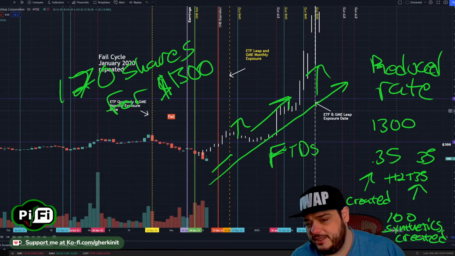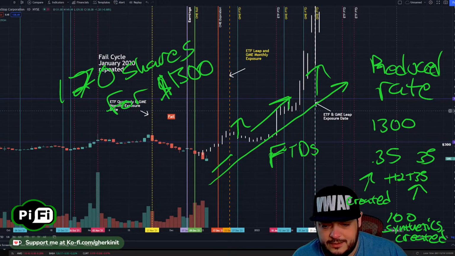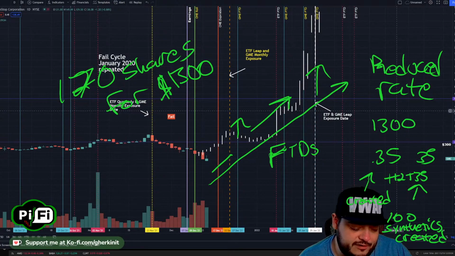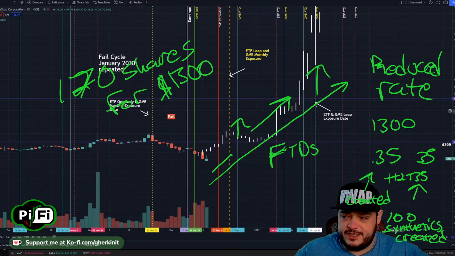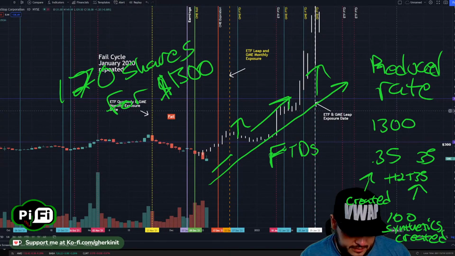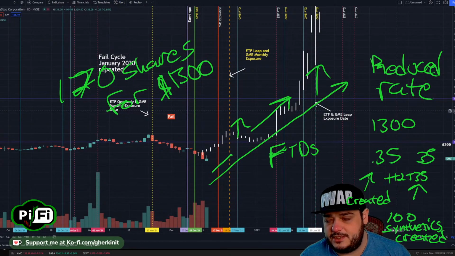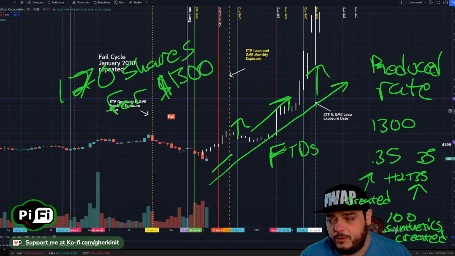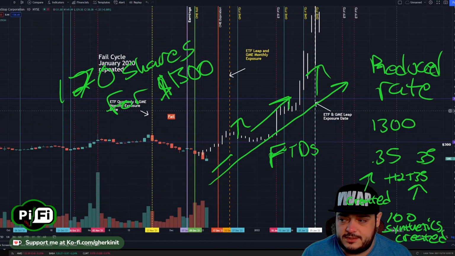Well, I don't care about that. I don't care if people agree with me. This is true. The data supports this. The FTD data supports this. The ETF borrow data supports this. You know, the SEC data from the report on January supports this. This is what fucks them.